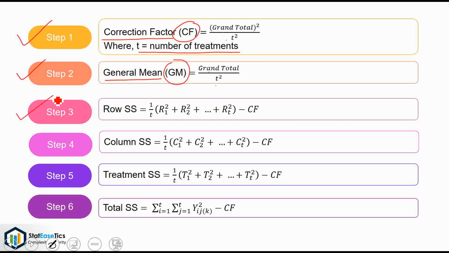Step 3 is calculation of row SS, which is equal to 1 upon T into R1 square plus R2 square plus up till plus RT square minus CF. Step 4 is calculation of column SS, which is equal to 1 upon T into C1 square plus C2 square plus up till plus CT square minus CF. Step 5 is calculation of treatment SS, which is equal to 1 upon T into T1 square plus T2 square plus up till plus TT square minus CF.